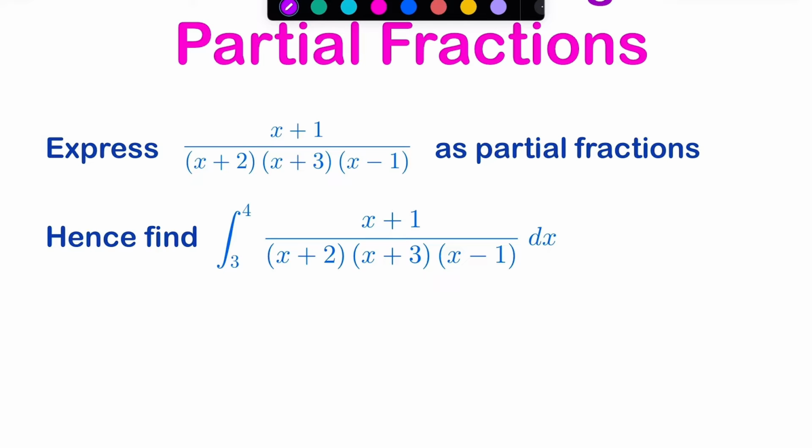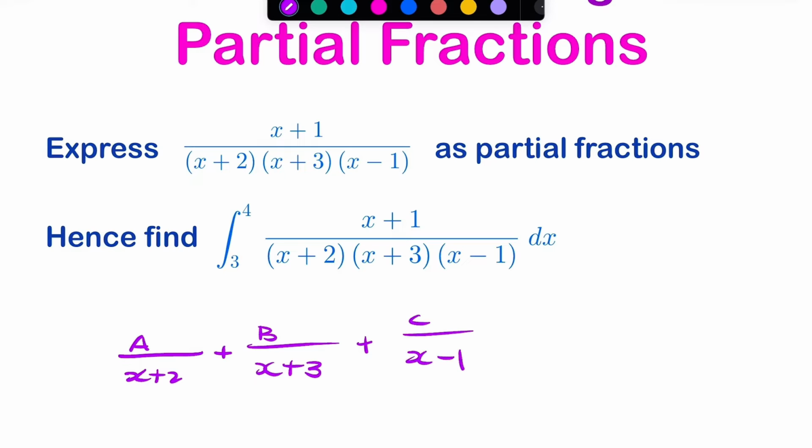So if we start by rewriting our fraction as three separate fractions, or three partial fractions, I could express this as some constant a over x plus 2, plus b over x plus 3, plus c over x minus 1.